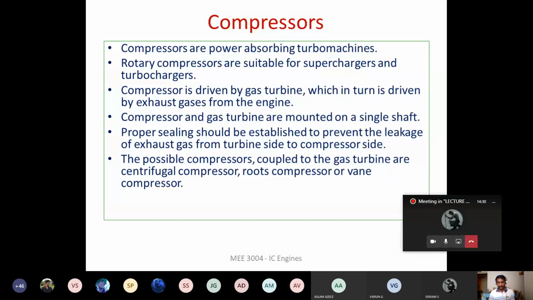If you are going to employ a supercharger, assume that you have a supercharger engine, then the type of compressor can be a centrifugal compressor, or a roots compressor, or a vane compressor. These three are possible in the case of a supercharger engine. Whereas if it is a turbocharger engine, then mostly we prefer only the centrifugal compressor, right? So in today's lecture, we are going to discuss these three types of compressors.